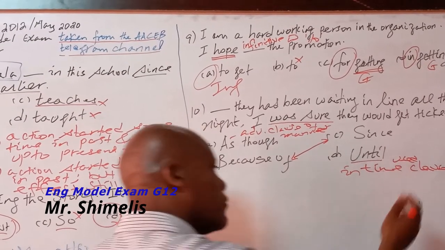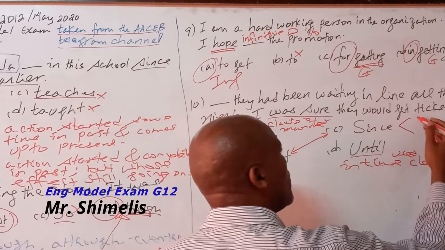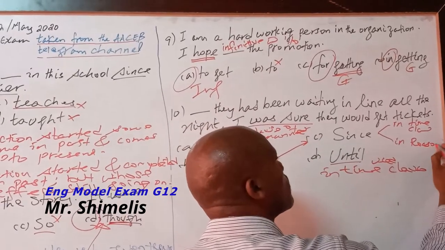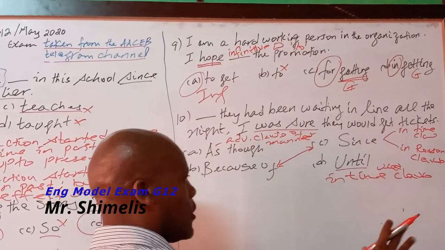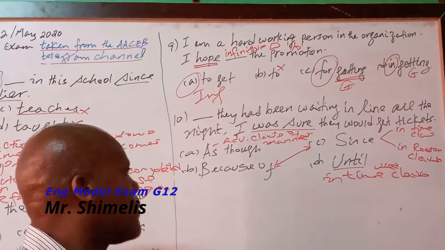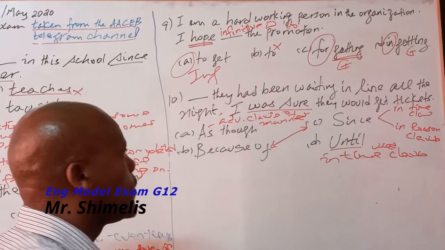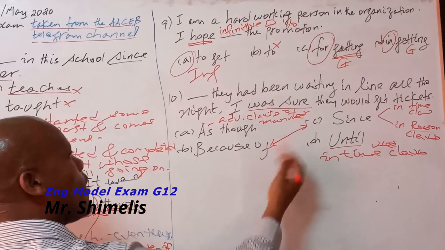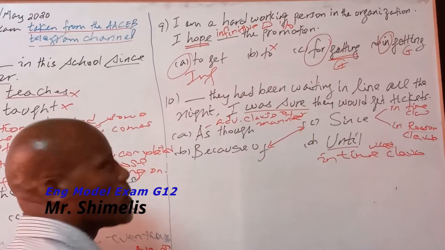Now, the case with since is also, okay? We can use since in time clause as well as in reason clause. When we use it in reason clause, it means because. When we use it in time clause, it means from some point of time up to some point of time. So it has the same meaning as until when it is used in time clause. But now, instead of time, we are dealing with it expressing reason. So we have two possible answers, because of or since, because this here expresses the reason.